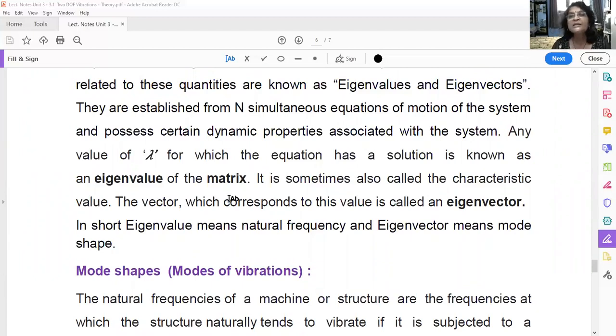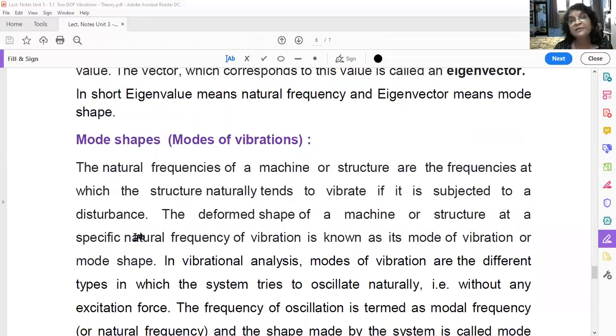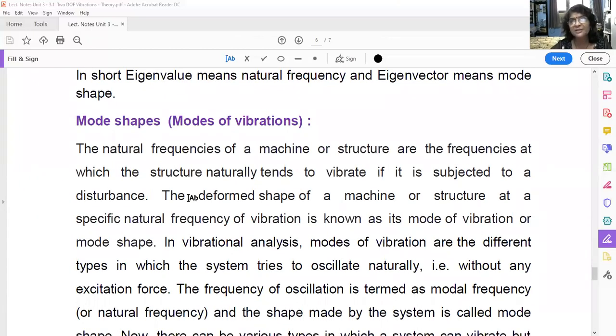Okay, now it is sometimes also called a characteristic value. What? This lambda, that means natural frequency. The vector which corresponds to this value is called an eigenvector. Okay, already I told you that is related with the mode shape. In short, eigenvalue means natural frequency and eigenvector means mode shape. Okay, now let us see what you mean by mode shape. That is modes of vibration. Already we have defined that mode shape is nothing but the pattern of vibration of a system.